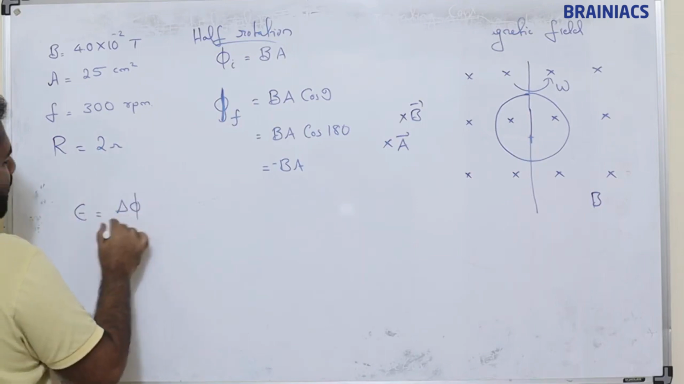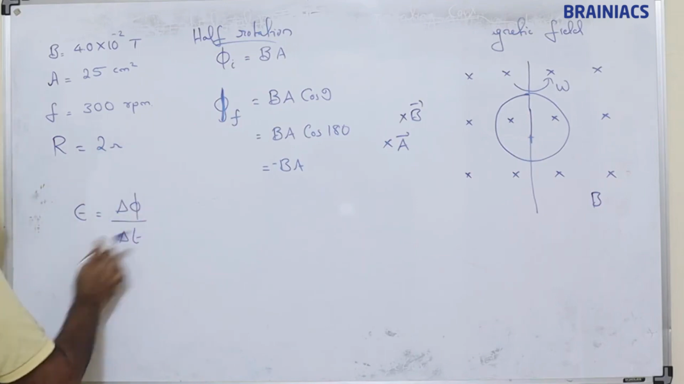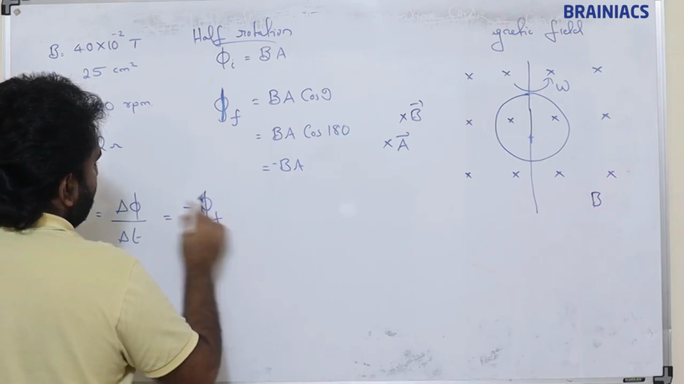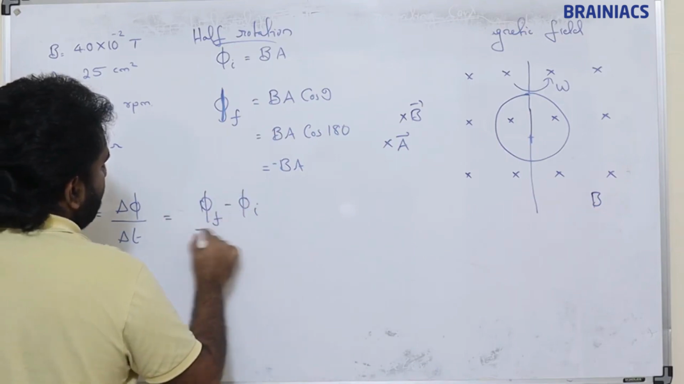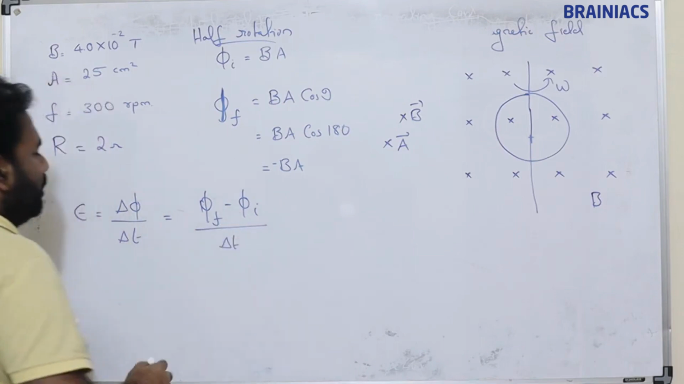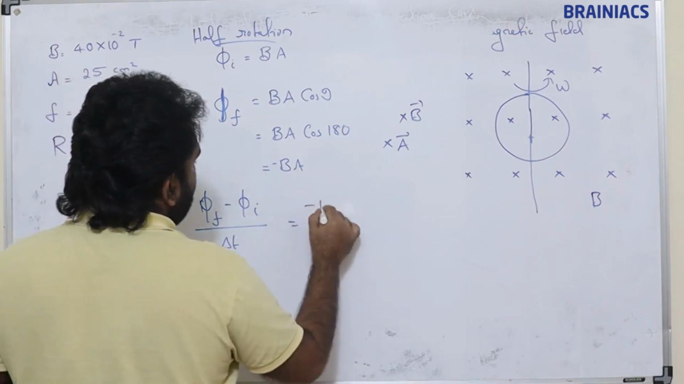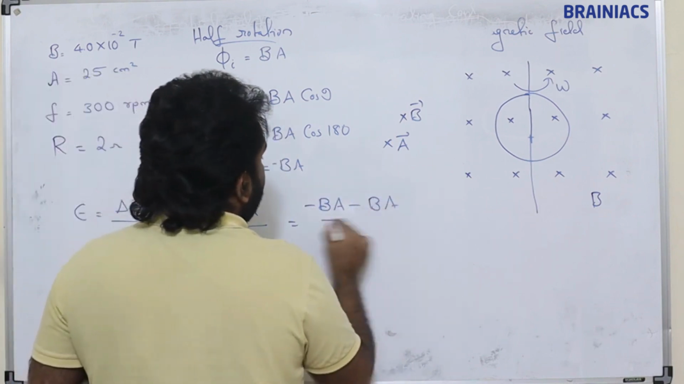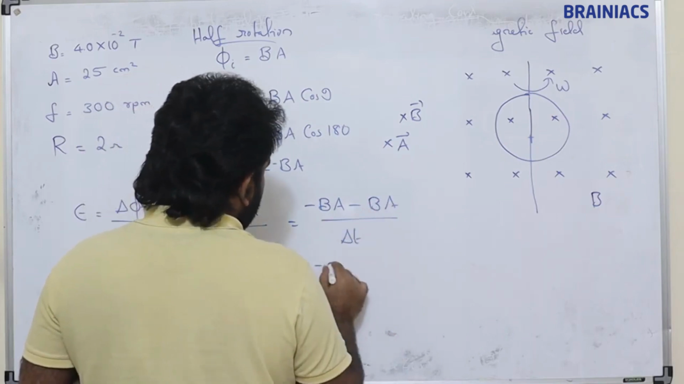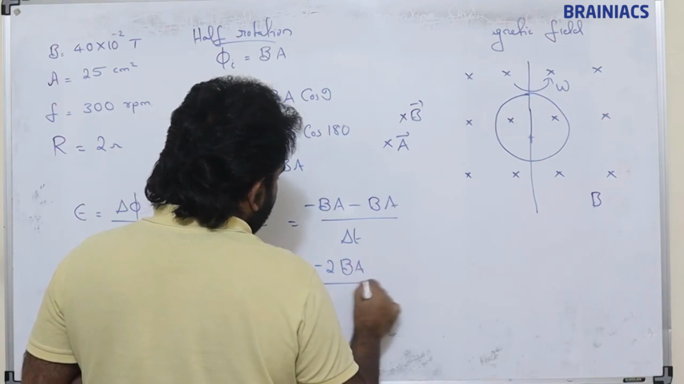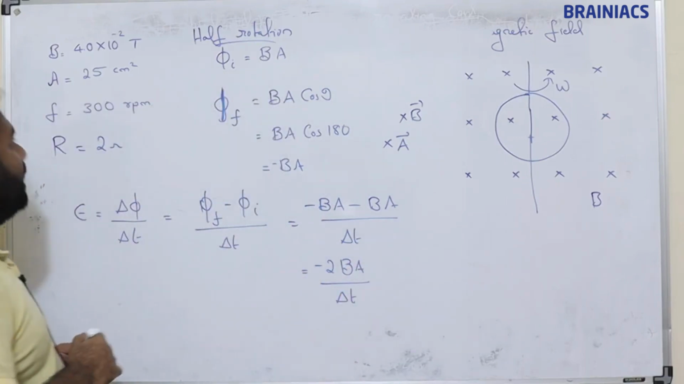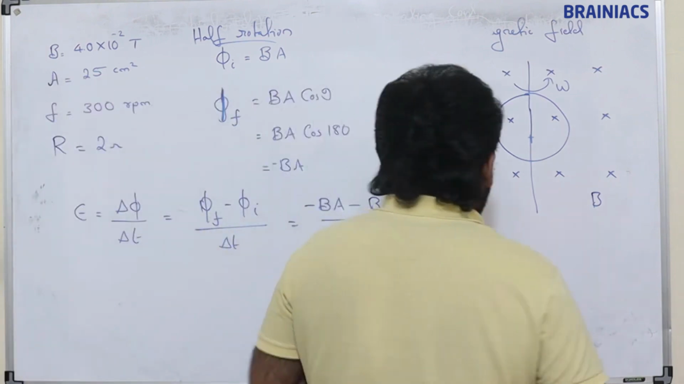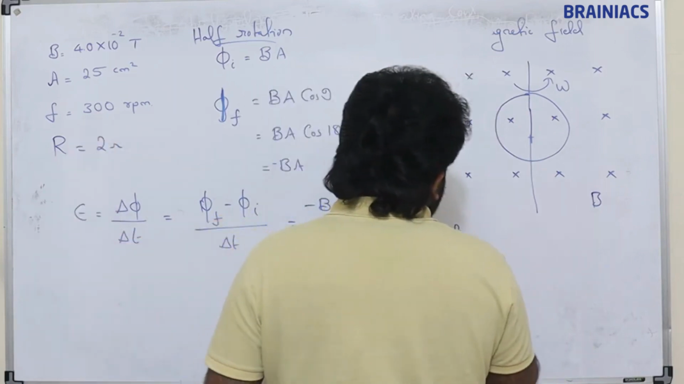Now what is the induced EMF? Induced EMF is delta phi by delta t, where delta t is the time duration. So we take the final flux minus the initial flux, divided by the time duration. The final flux is minus BA, minus the initial flux, which is again BA, divided by delta t. So this is going to be minus 2BA by delta t. The time duration is not given in the question, but the frequency is given here.